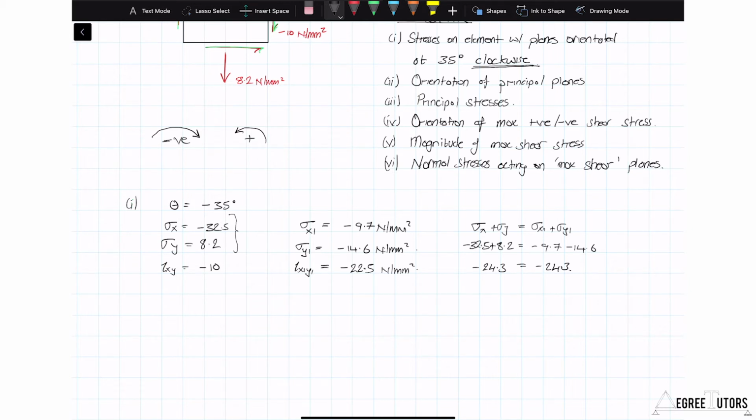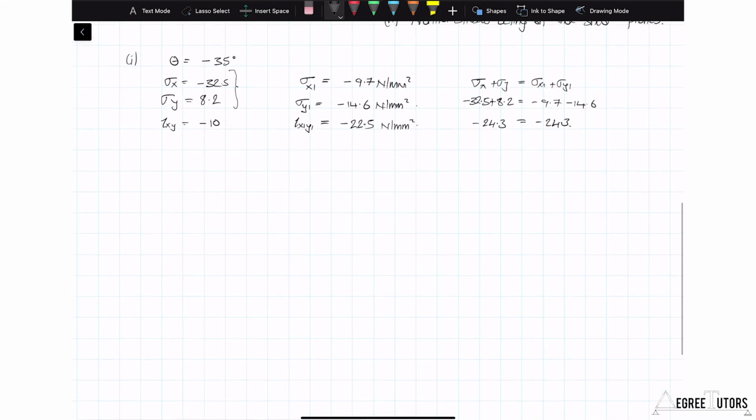All that really tells us is that we haven't made a mistake in executing our transformation equations, or certainly the ones for normal stress. So the next thing to do is visualize that, right? We've calculated some numbers.